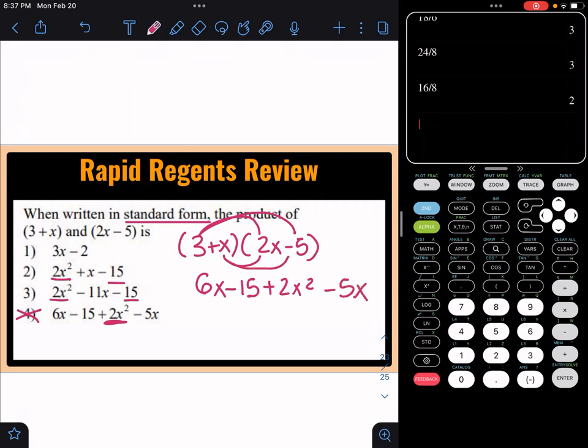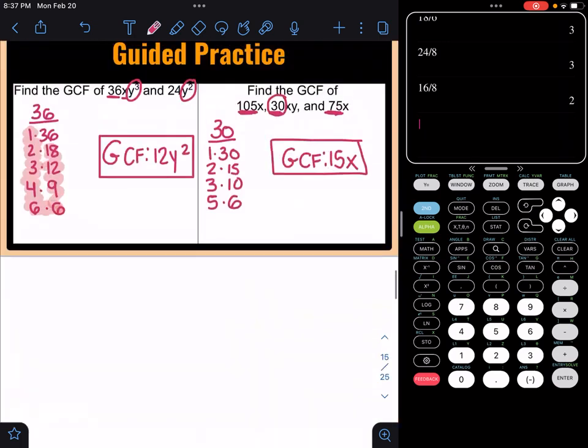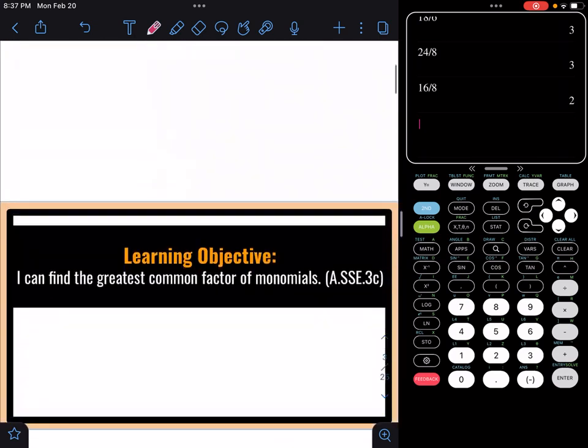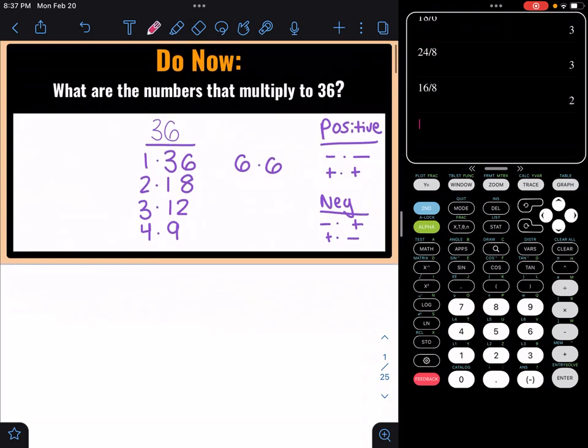And now let's write these in order. 2x squared. Then 6x minus 5x is -1x. No, positive 1x, and then -15. Which is answer choice 2. Nice job. And that sums up our lesson on finding the GCF of polynomials, the terms, and such.